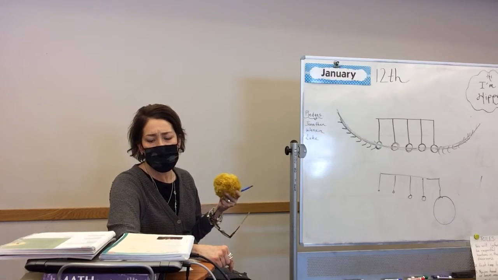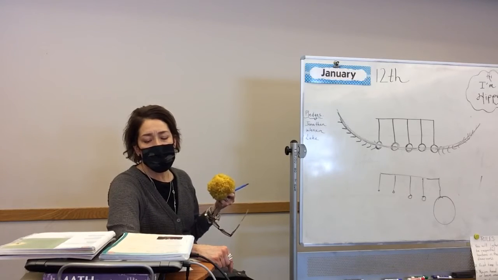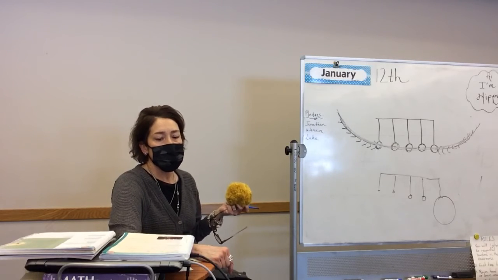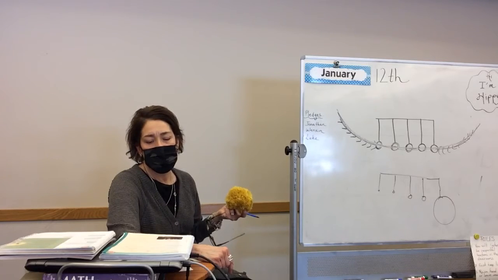What are the 3 ways to describe the motion of an object? The direction it travels, the distance it travels, and the speed it travels. So those are the 3 ways to describe motion.